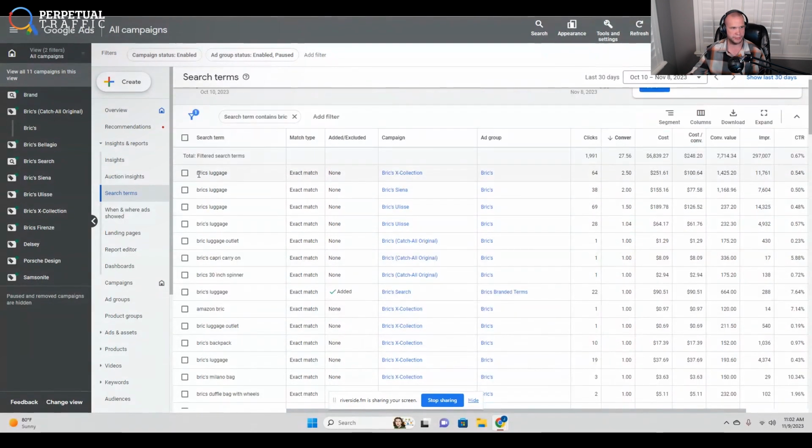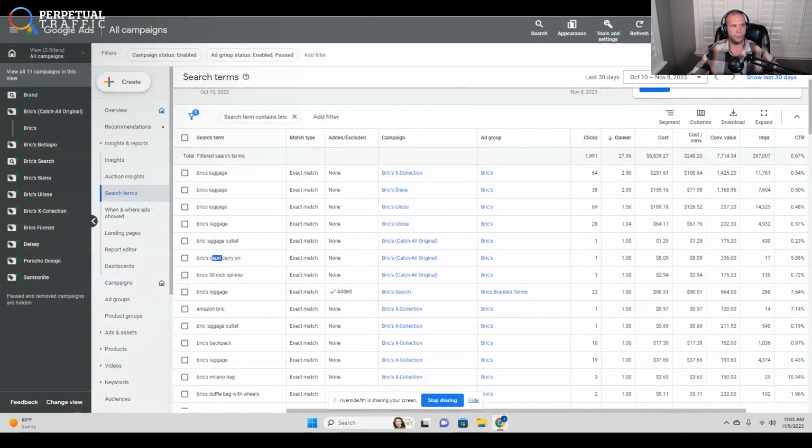And we can see that someone types in Bricks luggage. They click on an X collection and they buy those. They type in Bricks luggage again, and a different person clicks on a Sienna and buys that. Someone types in Bricks luggage, they buy Ulysses. So I can see that the search terms are all the same, except for when they really want something specific, which doesn't happen very often. They're looking for Bricks luggage, and I'm saying, which one of my best-selling items would you like to see?